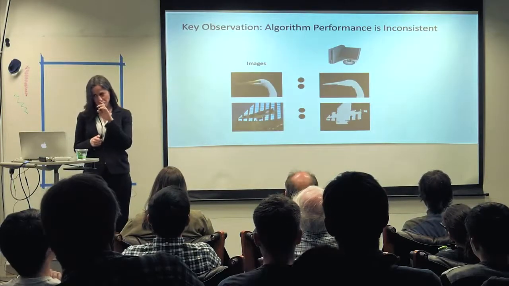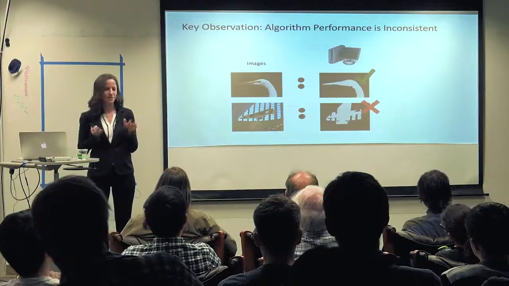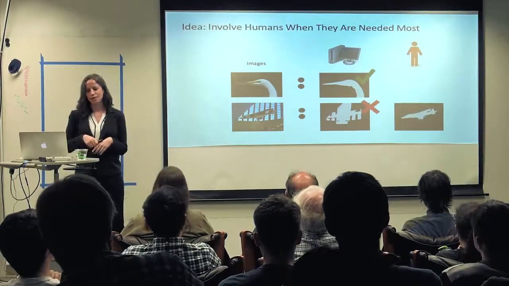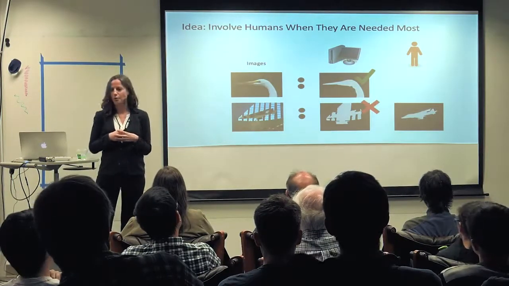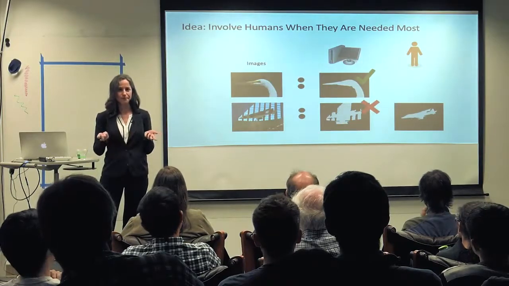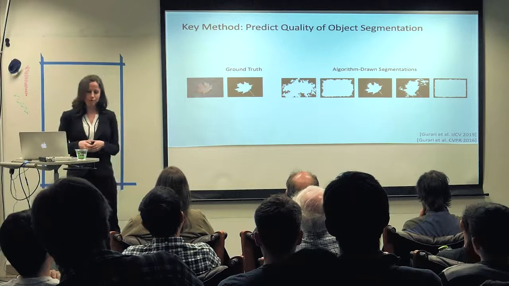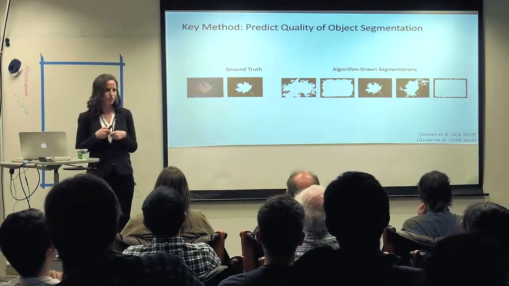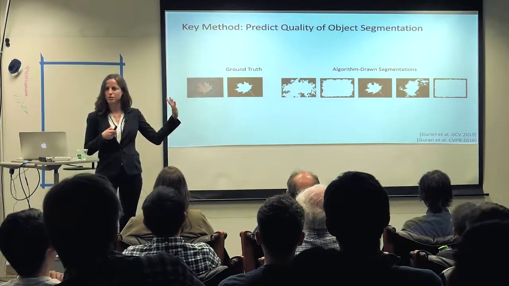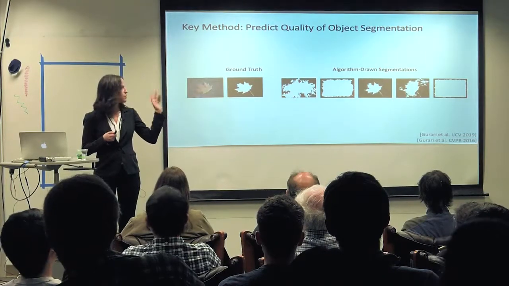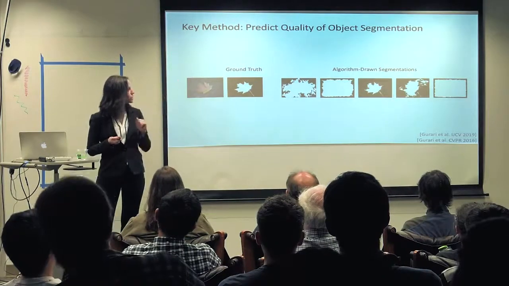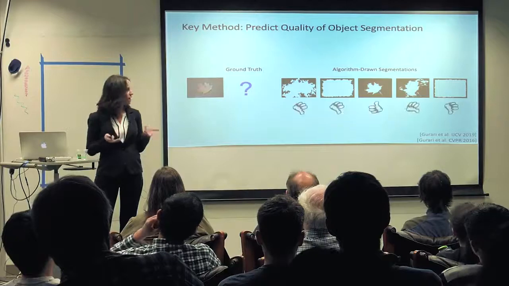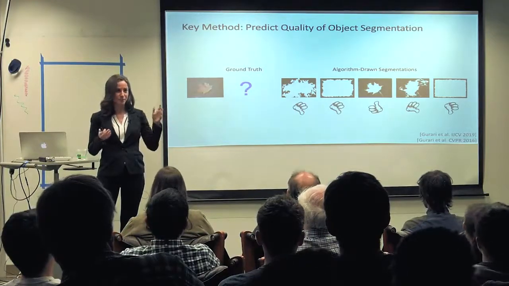So key observation, algorithm performance is inconsistent. In some cases, algorithms do well. In other cases, they don't do well. So the idea of this work is to involve humans when they are needed most, when algorithms are failing. The foundation of this work is based on a method that can predict the quality of an object segmentation. So given an image with a ground truth, which is what we want the algorithm to produce, we want the quality prediction mechanism, with only seeing the image and algorithm-drawn segmentations, to decide: is it really good, is it bad, or is it somewhere in between?